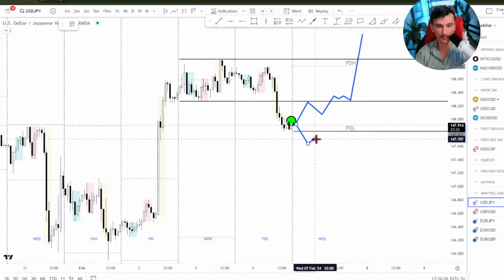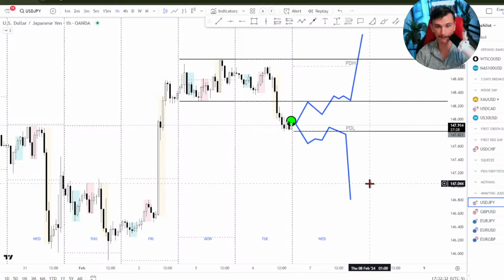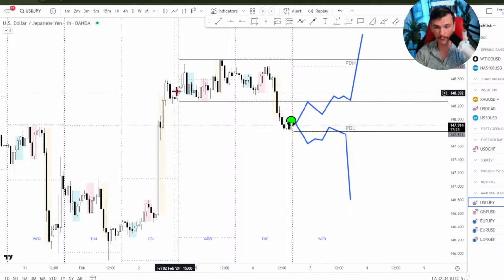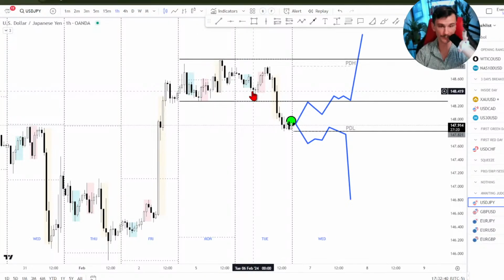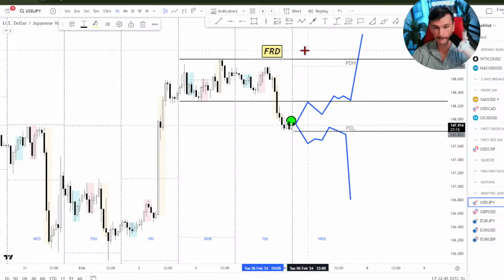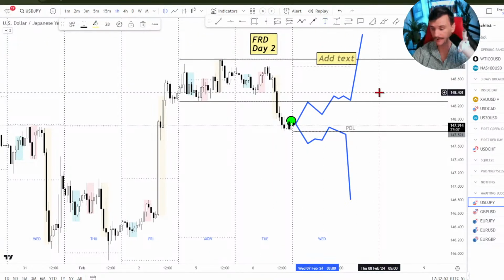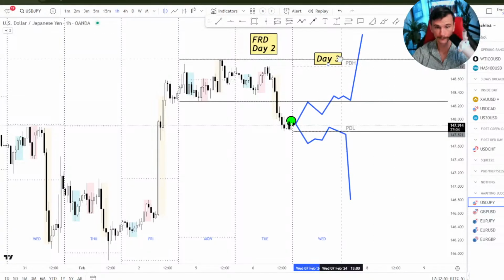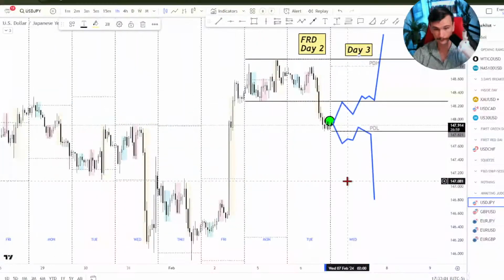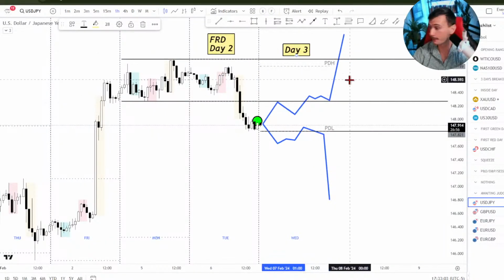If Asia makes a lower low, maybe London pulls back, New York goes vertical. That could be the setup. So Friday, big vertical move, not a first red day. Then we have Tuesday. Today might be a first red day, and also day 2 of the 3-day cycle. Tomorrow is going to be day 3 of the 3-day cycle. Are we going to continue to expand the box down? Or is this a dump for a Wednesday pump?